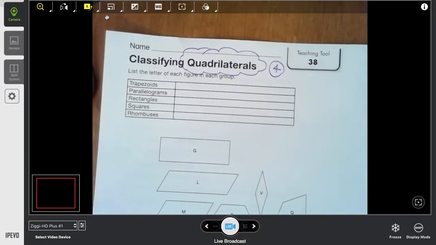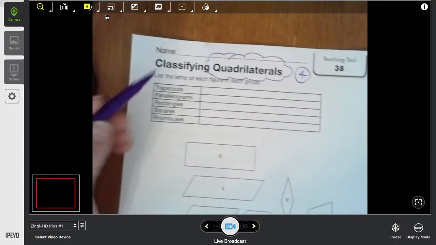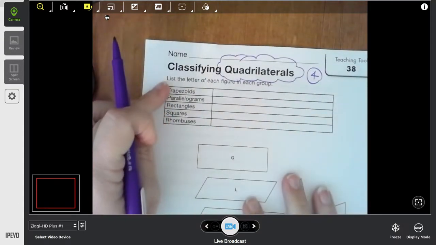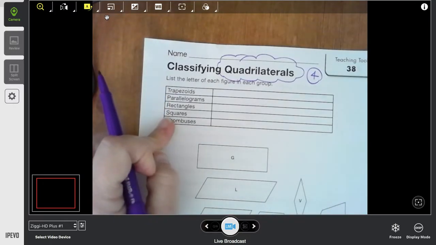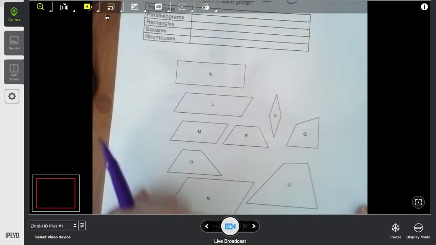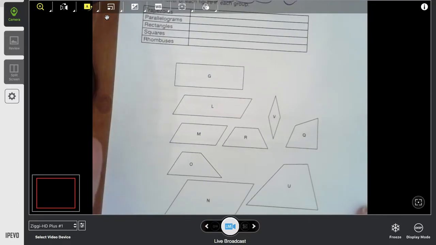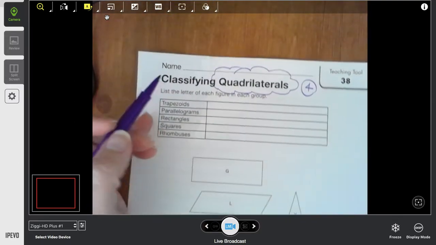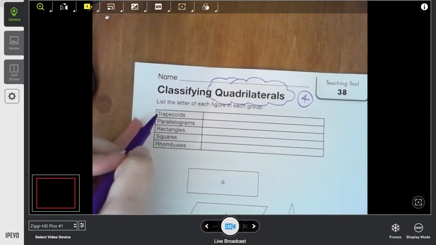This is not in your packet. This is just mine. So all you need to do is sit back and relax and watch and really focus on the different types of quadrilaterals. Okay, 5 basic types of quadrilaterals. These are all quadrilaterals, so I don't have to call them that. And you'll notice all of my polygons have 4 sides, so they're all quadrilaterals. Let's talk about the specific things about each one.